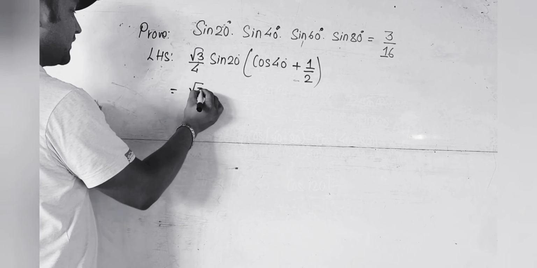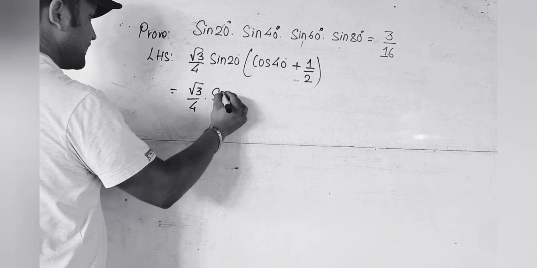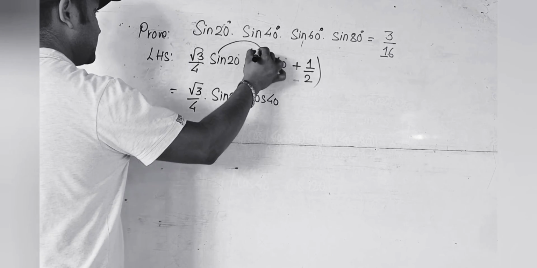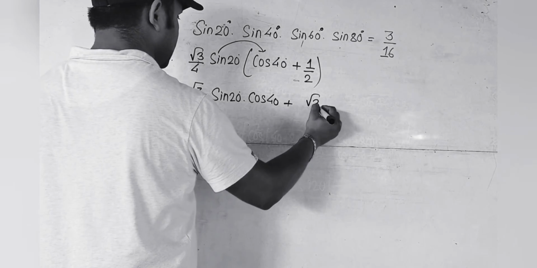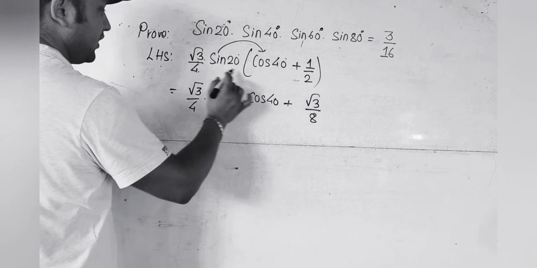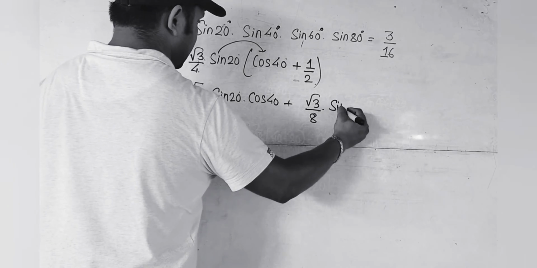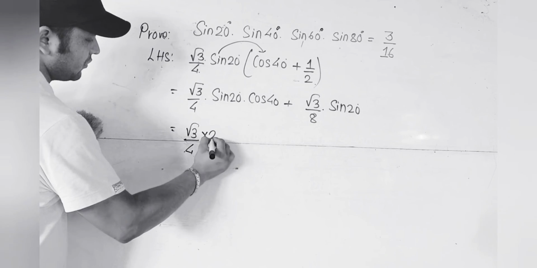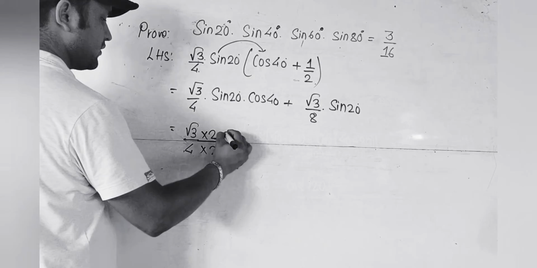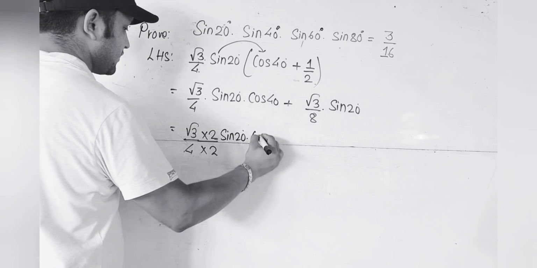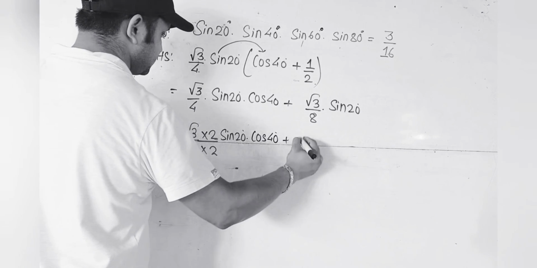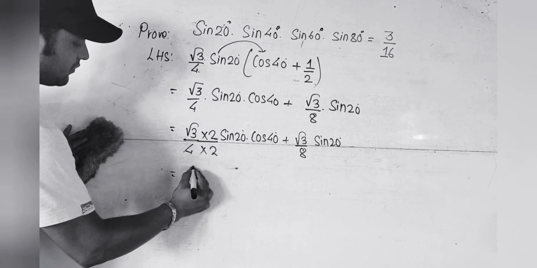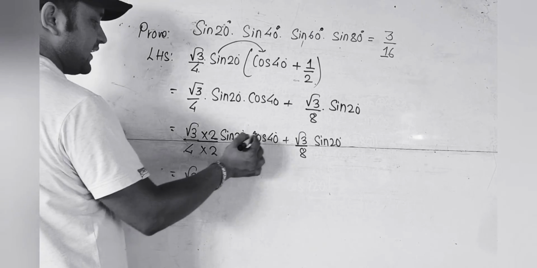Now after doing this, let us further solve it. You have root 3 by 4, sine 20 into cos 40. We have multiplied this with this one. Now again, root 3 by 8, root 3 by 4 into 2 is 8, and you have sine 20. Now here also, you multiply the numerator and denominator by 2: 2 in the numerator and 2 in the denominator, 2 sine 20 cos 40. Okay, now root 3 by 8. Now you have here 2 sine A cos B.